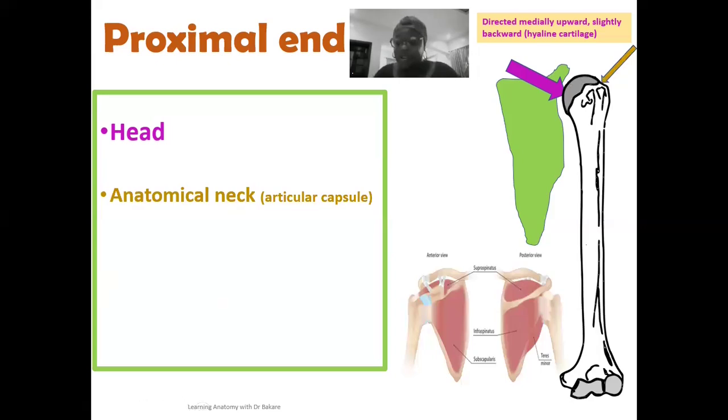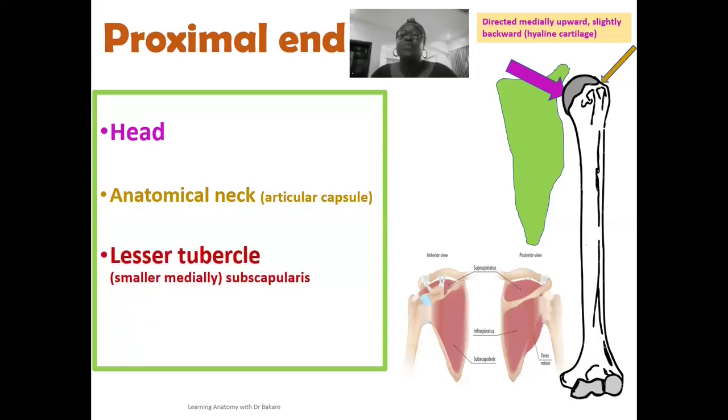The next structures that you have are the tubercles. First, we have the lesser tubercle. This is the lesser tubercle here, carried in red. We already described previously that this lesser tubercle is smaller and it is also seen to be positioned more medially. Don't forget that this is the medial side and this is the lateral side. So it is seen to be smaller in size when compared with the greater tubercle.